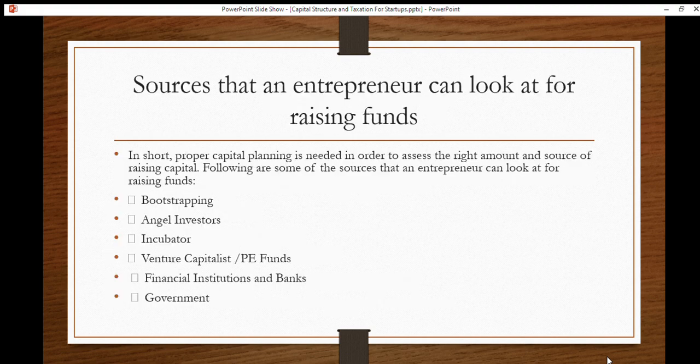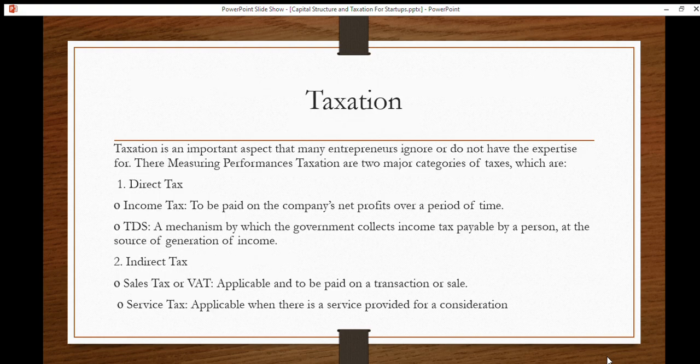Then there are sources from where an entrepreneur can look for raising funds: bootstrapping, angel investors, incubators, venture capitalists, financial institutions and banks, and government. So these are all the places from where an entrepreneur can accumulate funds. So this is all about capital structure, and one more topic, taxation, is left.